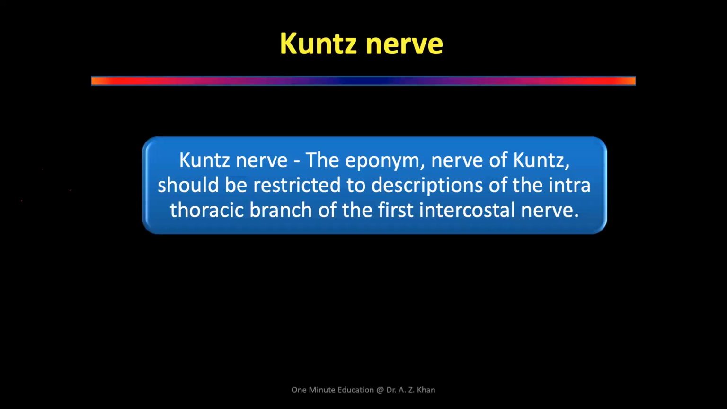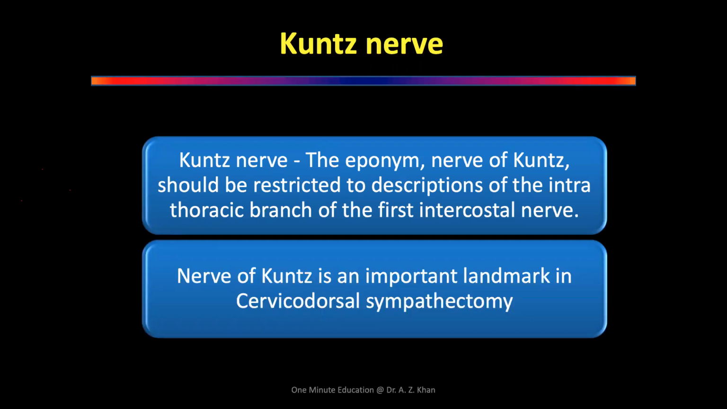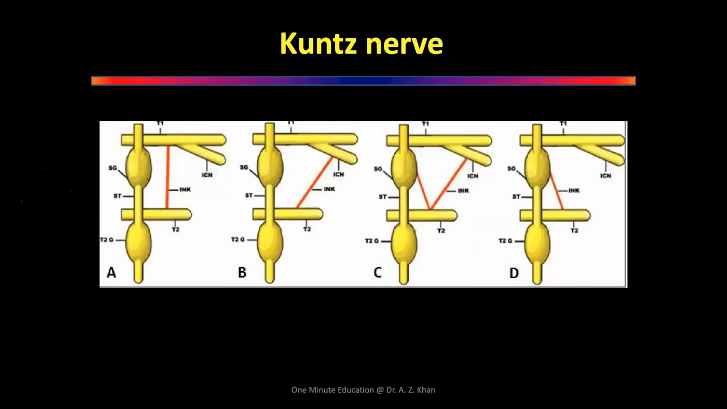Okay, sir. Okay, Kuntz nerve was actually described for the first intrathoracic branch. So Kuntz actually described only the first one, which is the collateral. But it is important to know this landmark because of cervicodorsal sympathectomy, because there can be recurrence if you don't cut the Kuntz nerve. So it's very important. And it's not that it just comes in straight as a circle. There are 4 or 5 variations of the Kuntz nerve. So this is your sympathetic chain. These are the sympathetic ganglia, and these are the intercostal nerves which are coming all along.